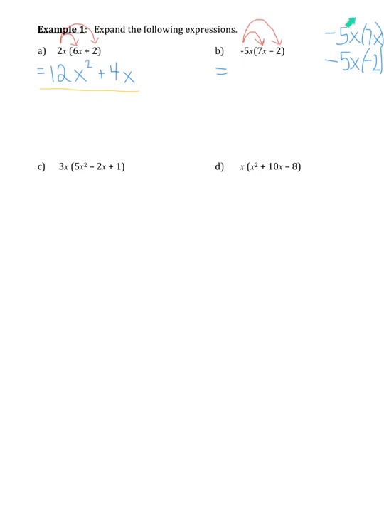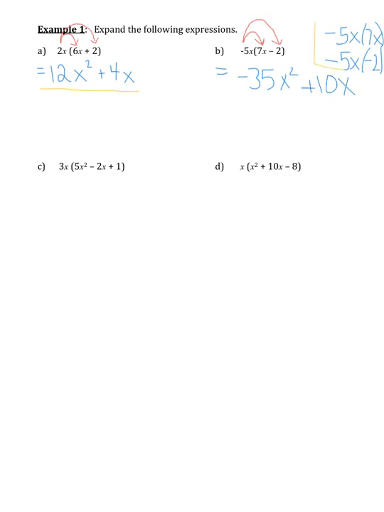Okay, so here, let's do the first one. We have negative 5x times 7x. Multiply the coefficients. We get negative 35. You see two x's, so it's x to the 2. It's as simple as that. Looking at the second one, we have negative 5x times negative 2. Multiply the coefficients. Remember, a negative times a negative is a positive 10. And you see 1x, so it's x to the 1 there. Okay, and that is the answer for that one.